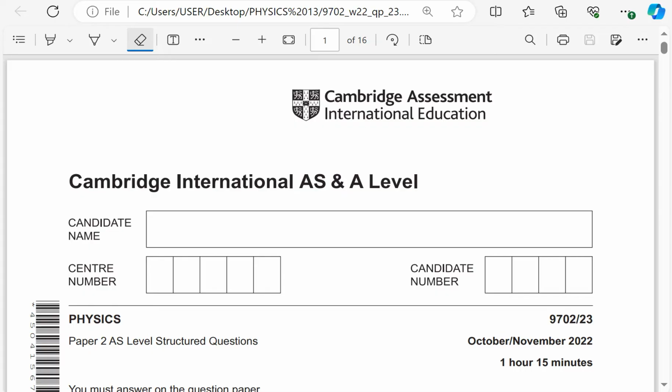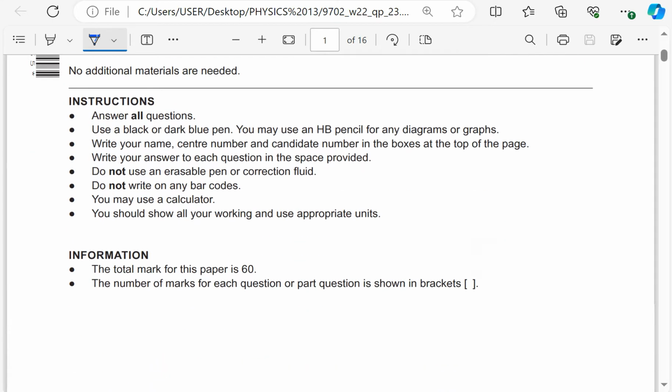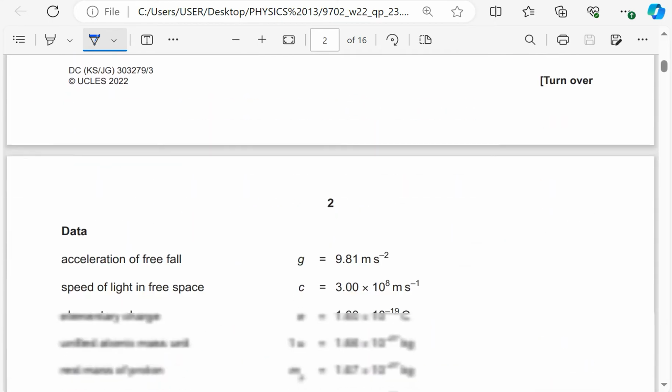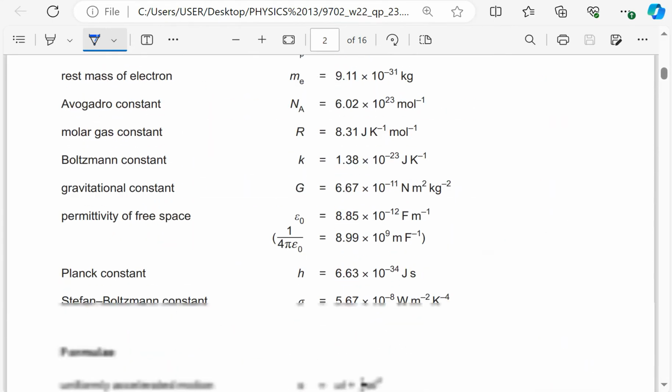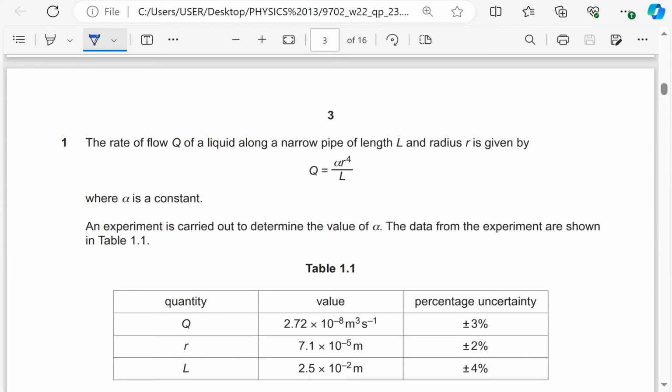You can read through the instructions. I will not really go through the instructions. You can go through the data given. You can also go through the formula normally used. I'll go straight to question number 1.